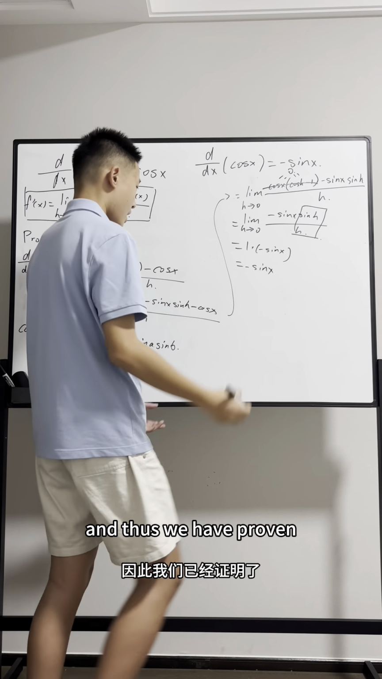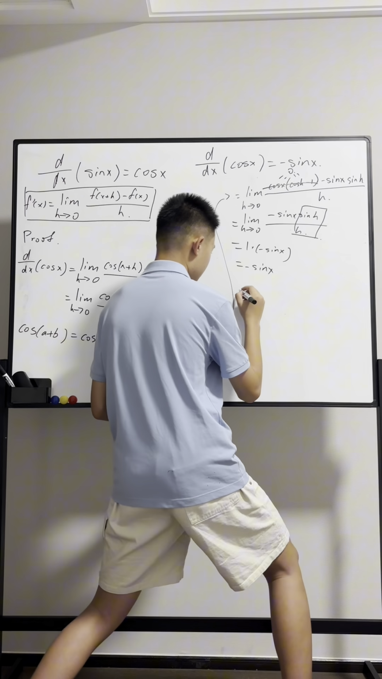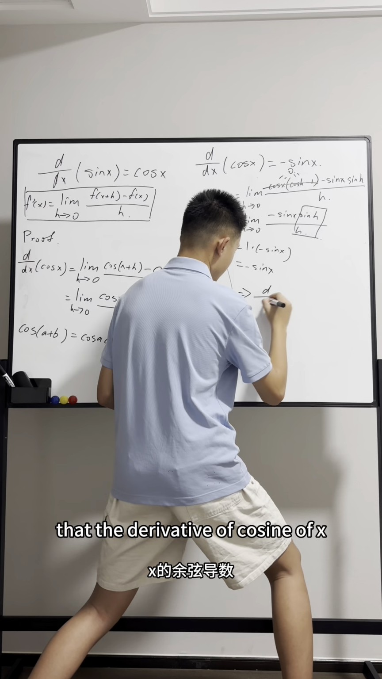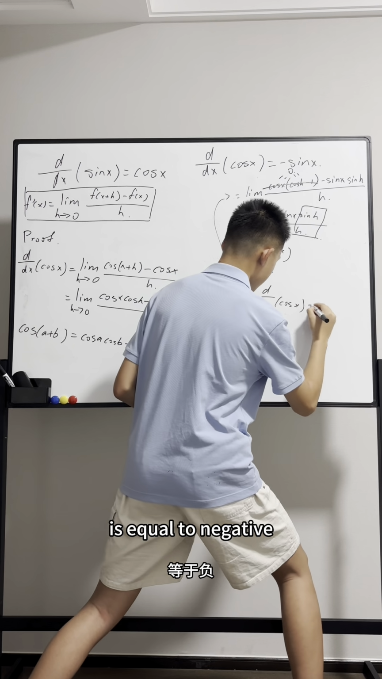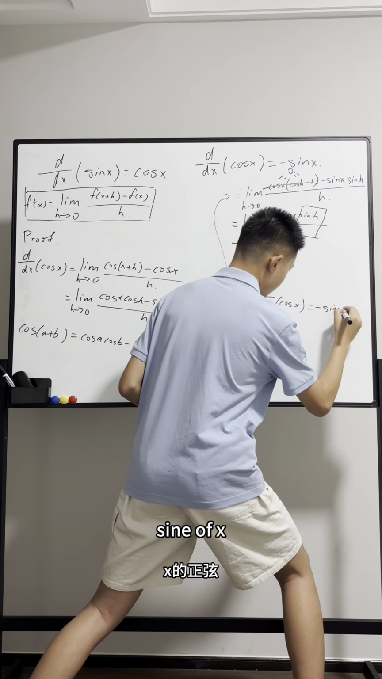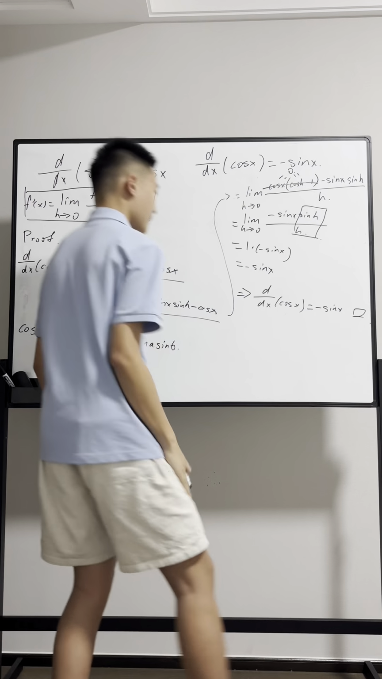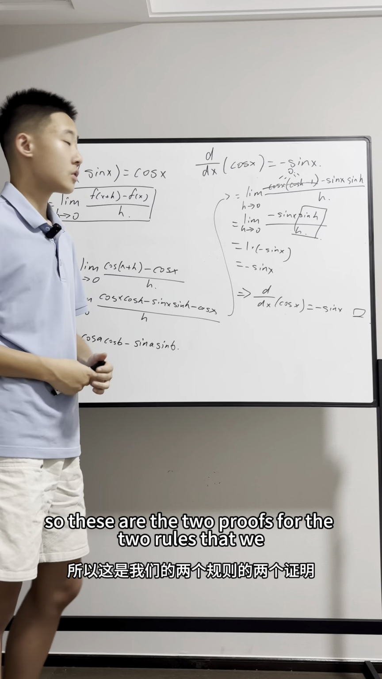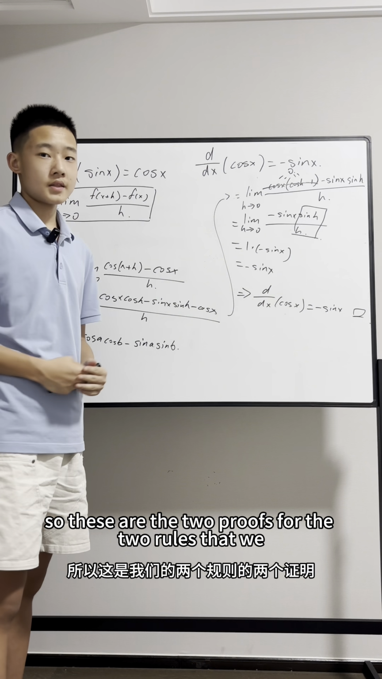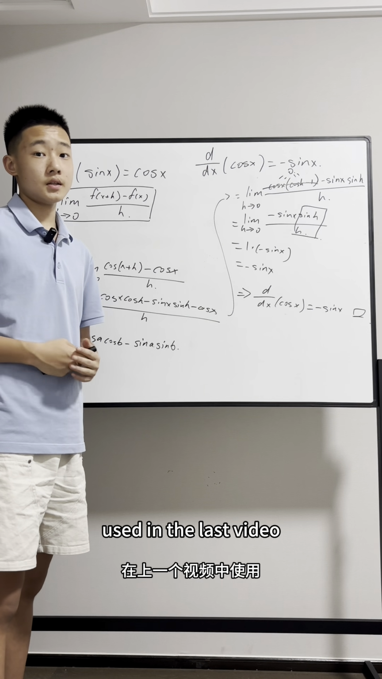And thus, we have proven that the derivative of cosine of x is equal to negative sine of x. Okay, so these are the two proofs for the two rules that we used in the last video.